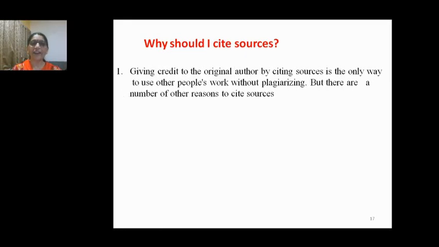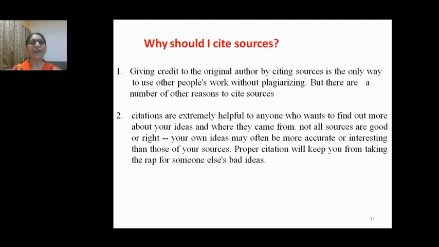Why should I cite sources? Because we have to give credit to the original author by citing sources. It is the only way to use other people's work without plagiarizing. But there are a number of other reasons to cite sources. Citations are extremely helpful to anyone who wants to find out more about your ideas and where they came from.